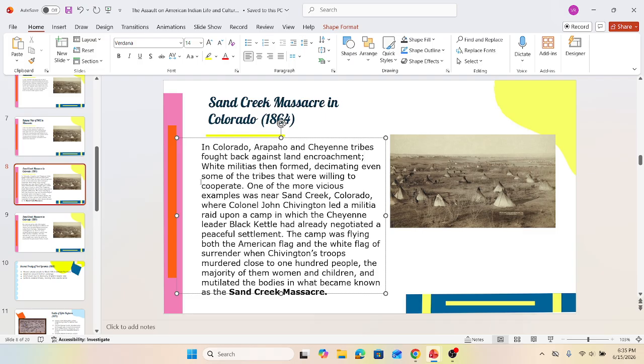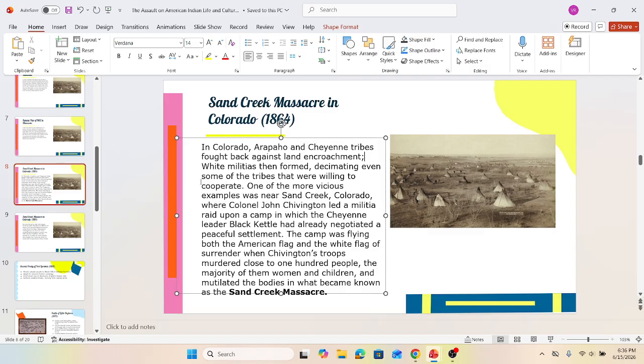As a result of this, white militias formed to fight back against the Native American people and decimated even some of the tribes that were willing to cooperate. Again, not differentiating between the tribes that were threatening violence and the tribes that were trying to live peacefully. One of the more vicious examples of this was near Sand Creek, Colorado, where a colonel named John Chivington led a militia raid upon a camp in which the Cheyenne leader Black Kettle had already negotiated a peace settlement.